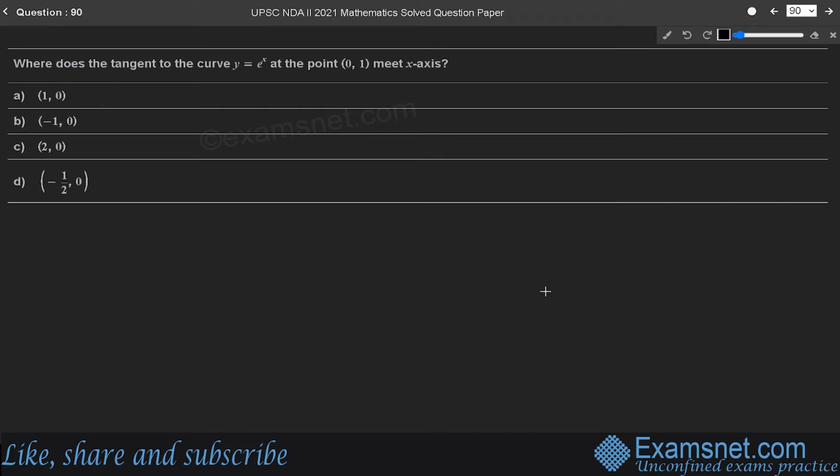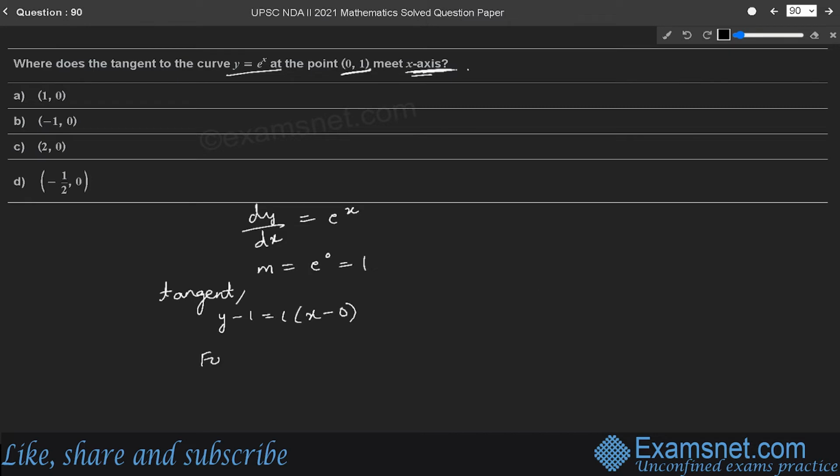Next question is, where does the tangent to the curve y is equal to e to the power x at the point 0, 1 meet the x-axis? It is given that the curve is y is equal to e to the power x. So first, dy by dx is equal to e to the power x. Now putting in the point, the slope will be m is equal to e to the power 0, which is 1. So the slope is 1. Now the tangent to this curve will be y minus 1 is equal to 1 into x minus 0.